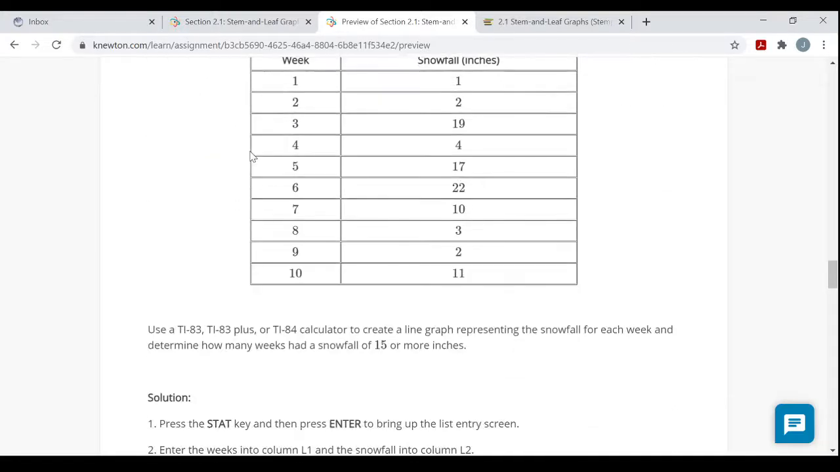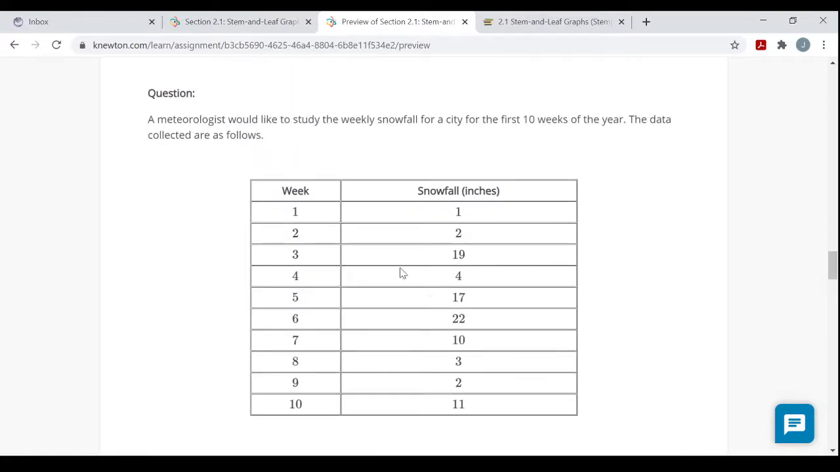So here's one that's going to be creating a line graph. All right, I see a line graph. So let me show you how to create a line graph with this data. So I'm going to go to a piece of paper. I'll have this written out, and I'll show you on paper and calculator how to make a line graph on your TI calculator.